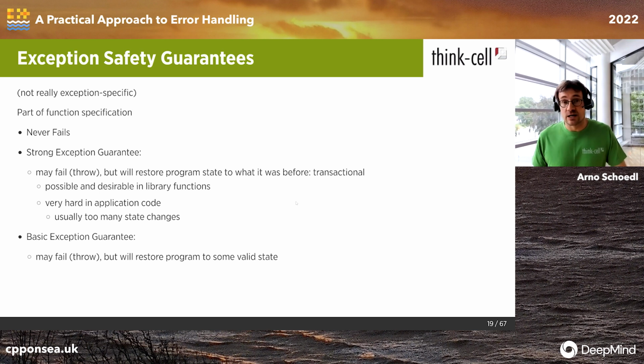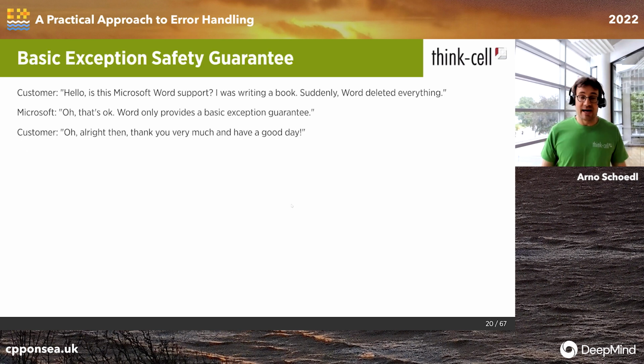You may think, well, that doesn't sound too bad, but can you imagine a customer support call to Microsoft saying, hello, is this Microsoft support? I was writing a book and suddenly it all disappeared. And Microsoft says, oh, that's all okay because we only provide the basic exception guarantee. And then the customer's happy to get this explanation, says, thank you very much, and have a good day. Now, this is very unlikely to happen, right? So I'm questioning whether this basic exception guarantee buys you a whole lot in practice.